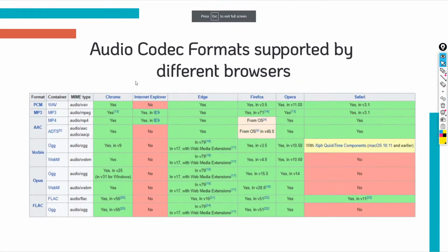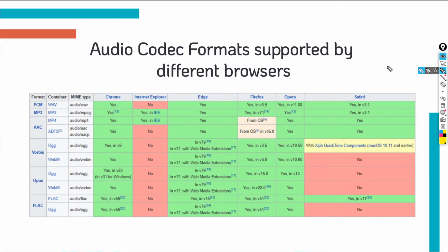Okay, so before we do that, let's have a look at the audio codec formats supported as well, because once we finish up with that, then we'll start off with the hands-on. So the audio codec formats supported by different browsers are these. You will find you have the format, you have the container, which is basically the extension that we normally talk about, right? And then you have the MIME type, which you can use for playing it.